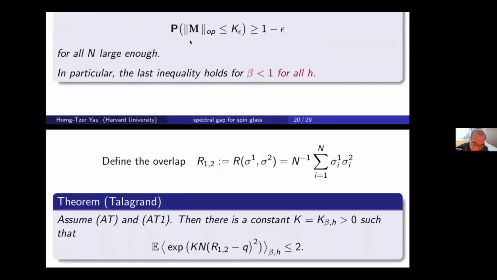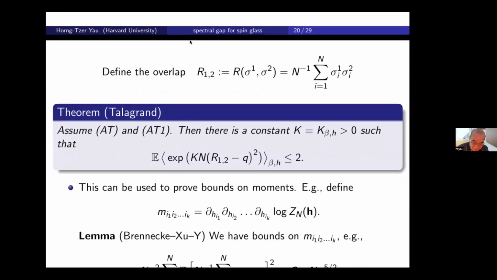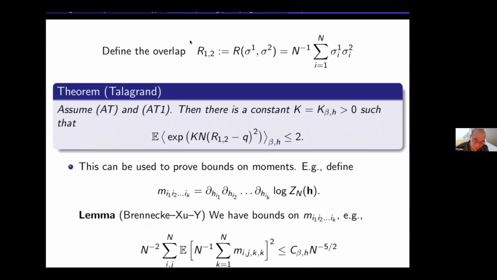and Changji Xu. Now, if you look at the overlap of spin glass, it's written in this way: sigma I1, sigma I2. So this is the standard overlap of spin glass measures. And now Talagrand proved that under the AT condition, this overlap is exponentially concentrated. It's actually a remarkably strong inequality.